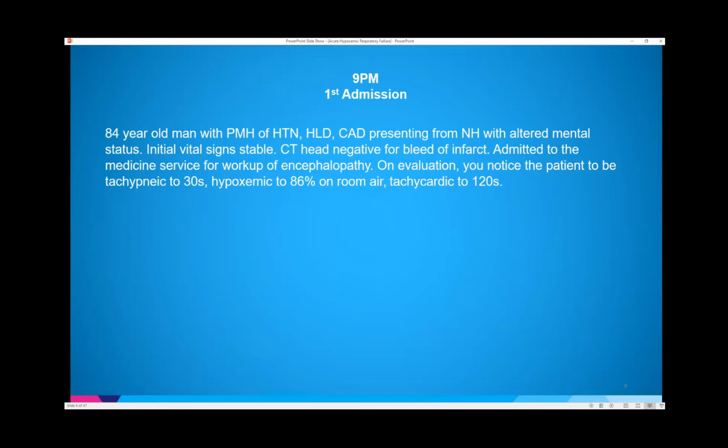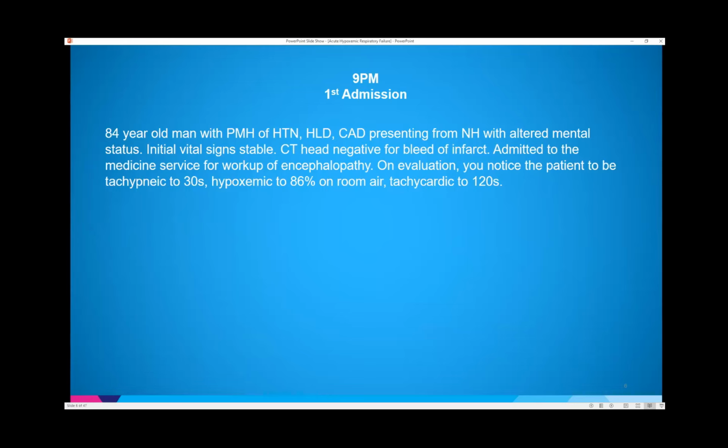An 85-year-old male, hypertension, hyperlipidemia, CAD, coming in from a nursing home, altered mental status, initial vital signs stable, CT head negative, and admitted to medicine service for workup of encephalopathy. Certainly you guys get this quite a bit, right? Altered elderly patient from a nursing home.